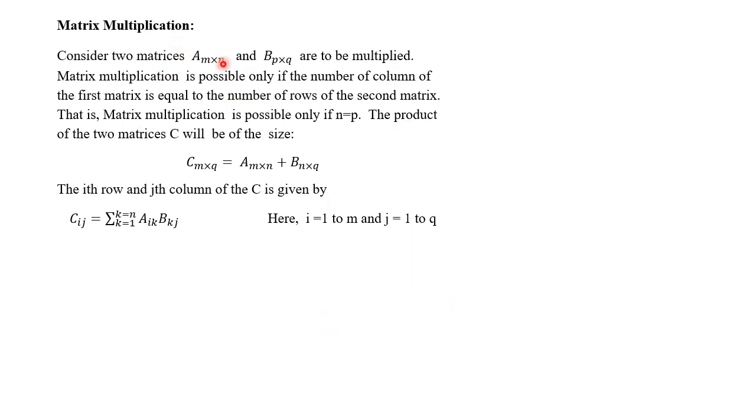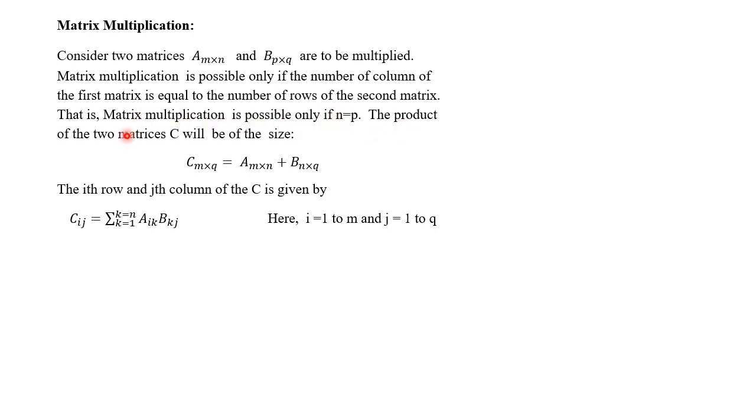Matrix multiplication, it is a theory. Consider two matrices A, of size m by n, and B, whose size is p by q, to be multiplied. Matrix multiplication is defined, or it is possible, only if the number of columns of the first matrix, that is n, is equal to the number of rows of the second matrix, that is p. If n is equal to p, then only matrices A and B can be multiplied. That is, matrix multiplication is possible only if n is equal to p.